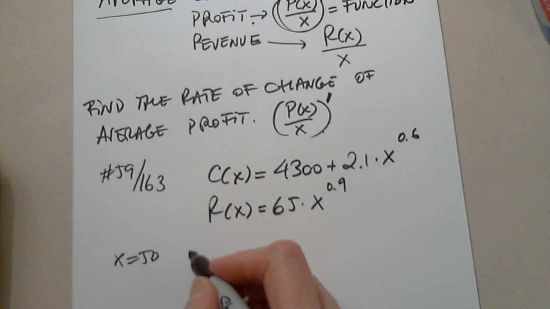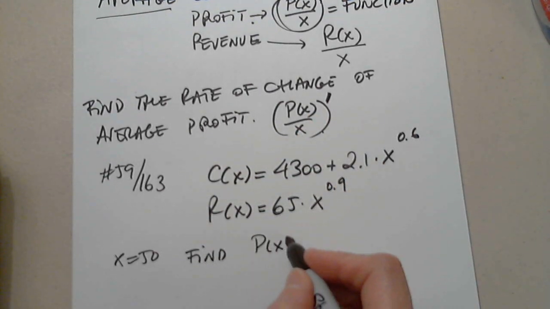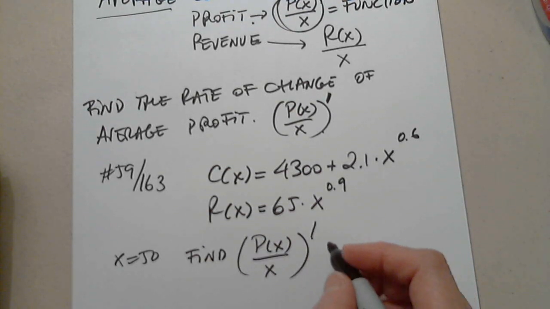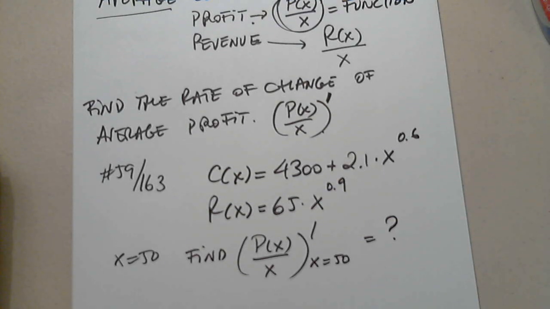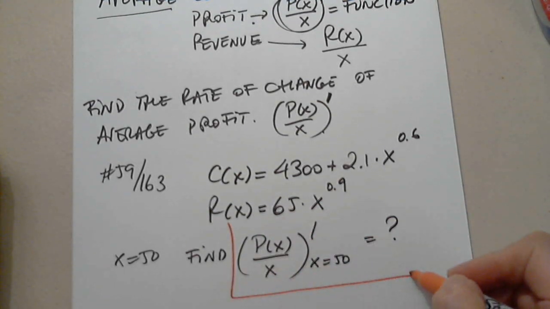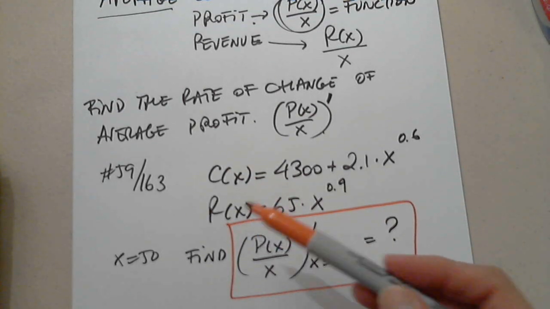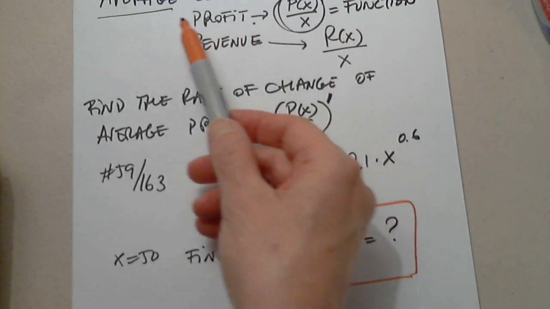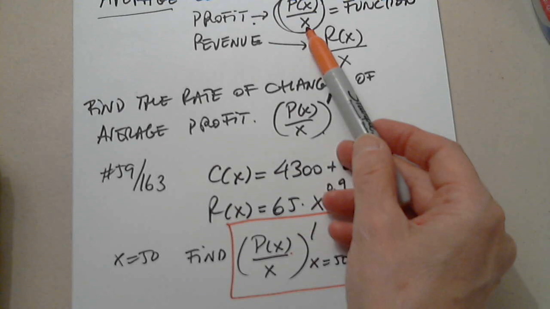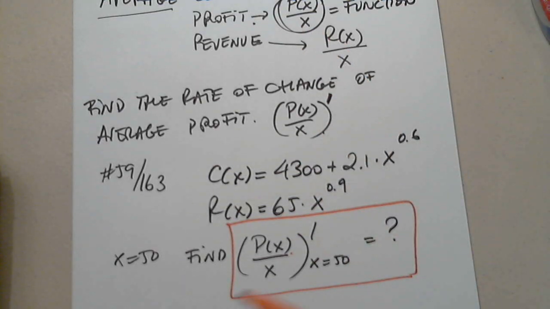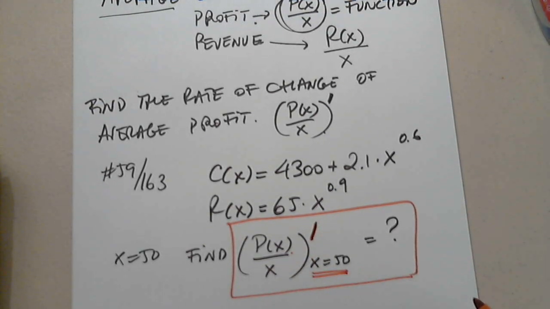So they're asking us to find this function prime. They're asking us this evaluated when x is 50. This is the question. Given the total cost, given the total revenue, we don't have the profit. We don't have the average profit. So first we have to determine the profit. Then we have to determine the function called average profit. And then we have to differentiate it. And then we have to plug in 50 in it.